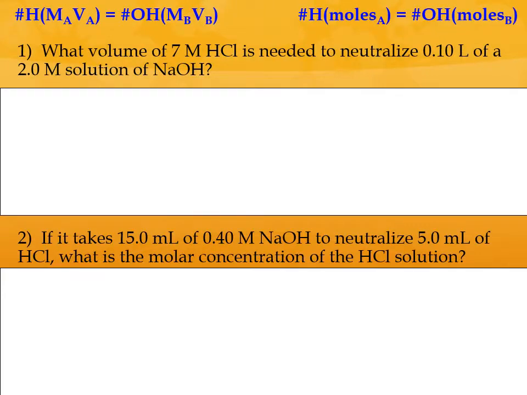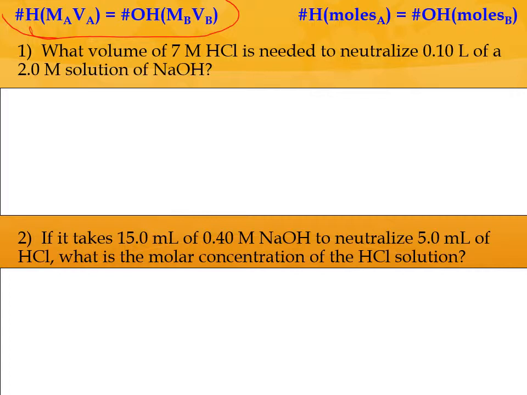So we did at least parts of these 2 first problems yesterday in class. We'll use that same equation up here. Number of H's times MAVA equals number of OH's times MBVB. This equation at the top here, and again, this one is in your reference table. It's just we did do the updated version with the number of H's and number of OH's.